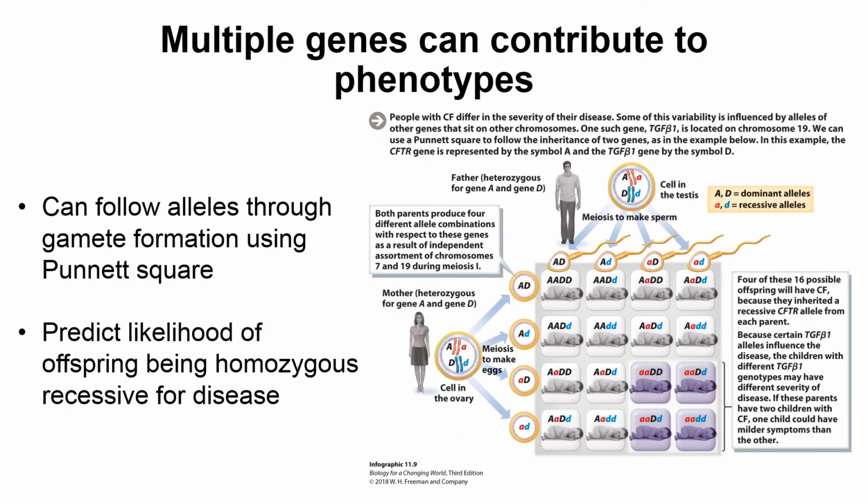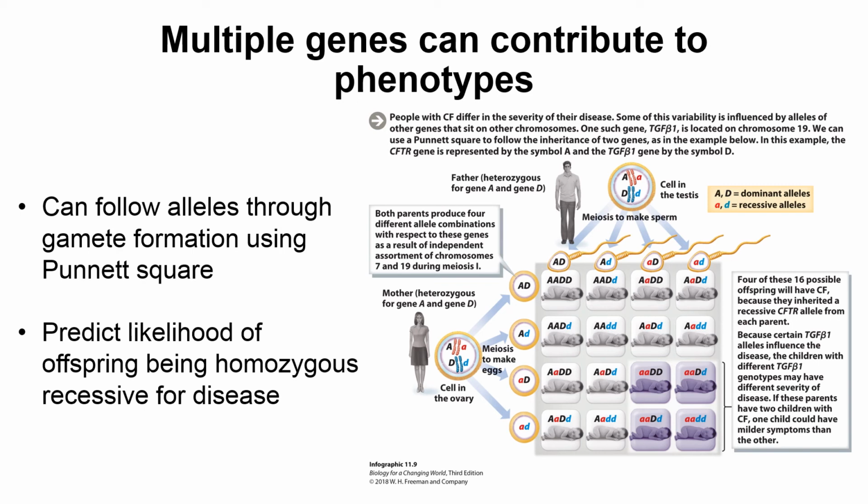All right, so let's look at a Punnett square that takes into account the effect of the second gene. In this case, we have a couple that are heterozygous for both of these genes. Okay, so in this case, the alleles for the CFTR gene are represented by letters A, and the alleles for the TGFB1 gene are represented by letters D. Okay, so the first thing that we need to do is to determine what are the gametes that can be produced, in this case, by the gentleman.